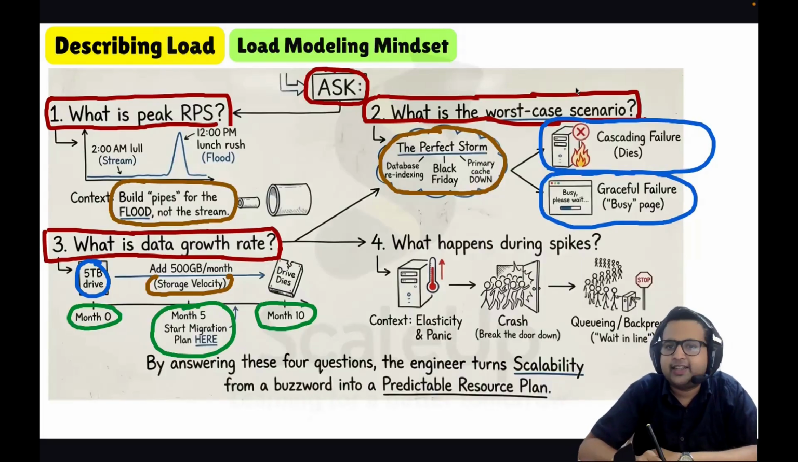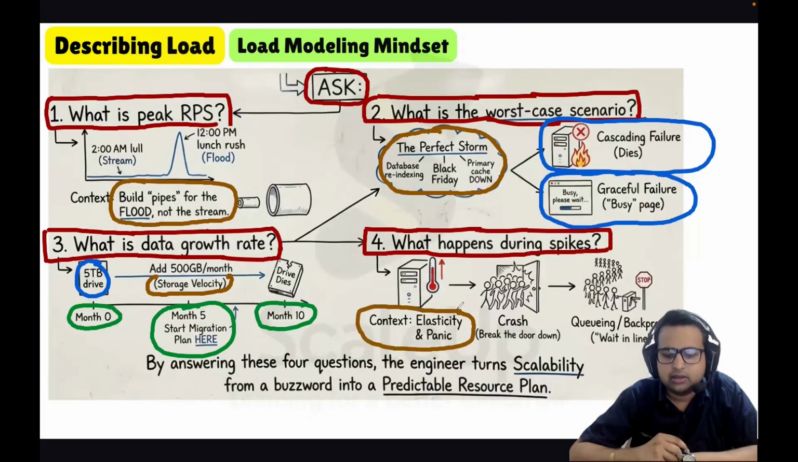And the good engineer asks a question like, what happens during spikes? Good engineers focus on elasticity and panic. Does the system panic and crash because it can't spin up new servers fast enough? They might implement queuing or back pressure to tell the influx of users to wait in line rather than letting them break the door down.